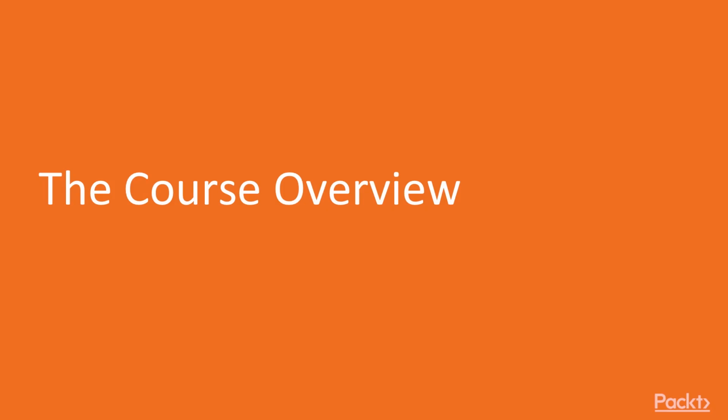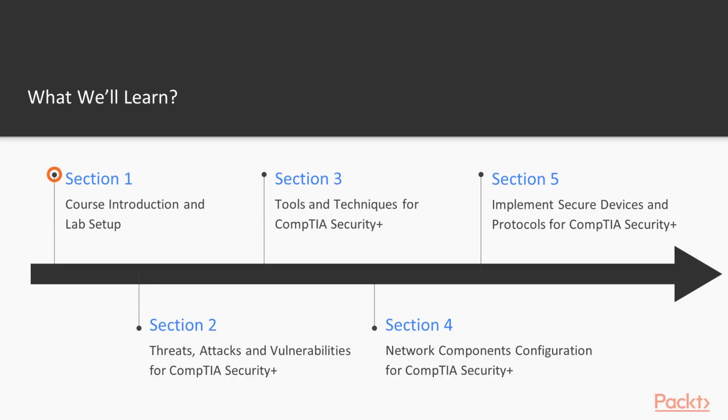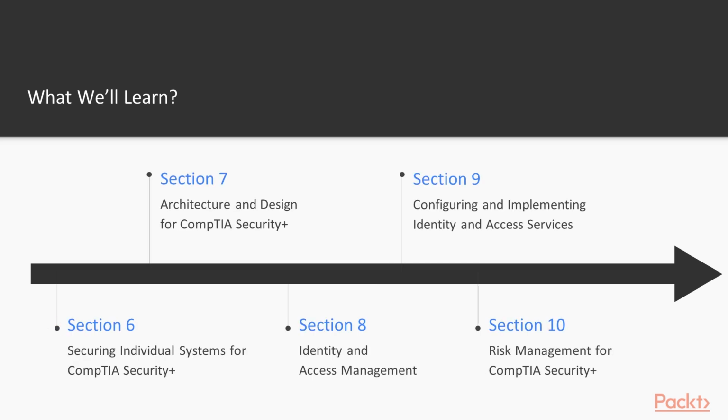Let's talk about the course overview. What we are going to learn in this course: we are going to start the course with course introduction and lab setup. We'll learn about threats, attacks and vulnerabilities. We'll learn about tools and techniques for Security Plus. We'll learn about network components configuration for CompTIA Security Plus. Then implement secure devices and protocols. We'll also learn about securing individual systems for CompTIA Security Plus.